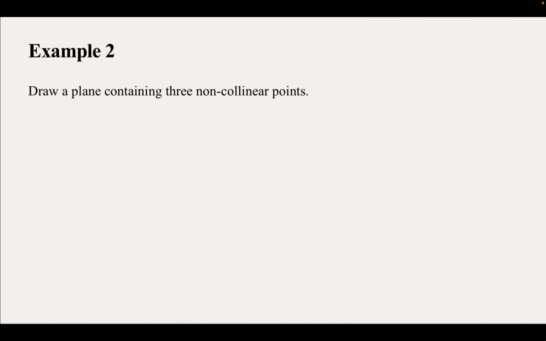Okay, we're going to draw a plane containing 3 non-collinear points. So draw your plane as best you can. Doesn't have to be perfect. And I want 3 non-collinear points. So I just have to put 3 points there so that they're not on the same line. And I'm going to label them with capital letters. There you go, 3 non-collinear points.